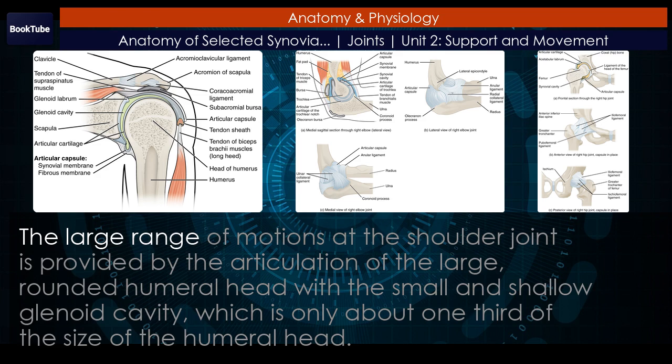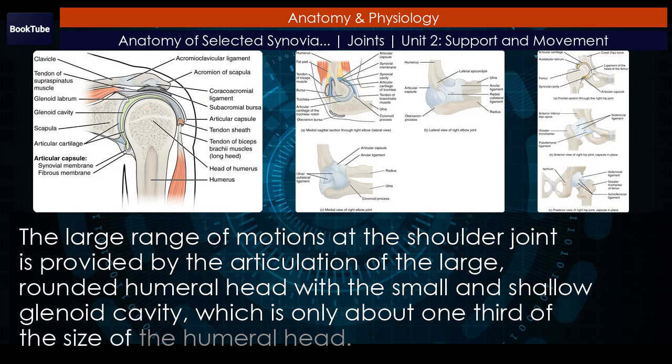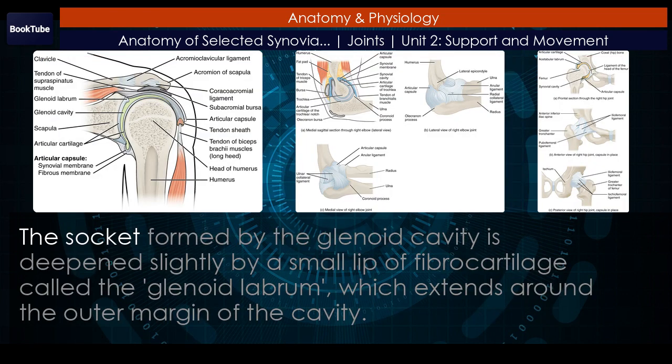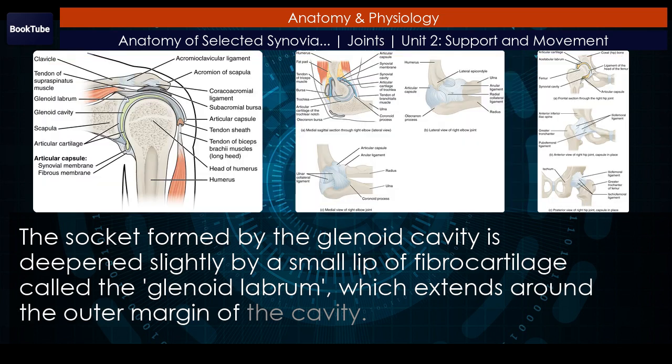The large range of motions at the shoulder joint is provided by the articulation of the large, rounded humeral head with the small and shallow glenoid cavity, which is only about 1/3 of the size of the humeral head. The socket formed by the glenoid cavity is deepened slightly by a small lip of fibrocartilage, called the glenoid labrum, which extends around the outer margin of the cavity.